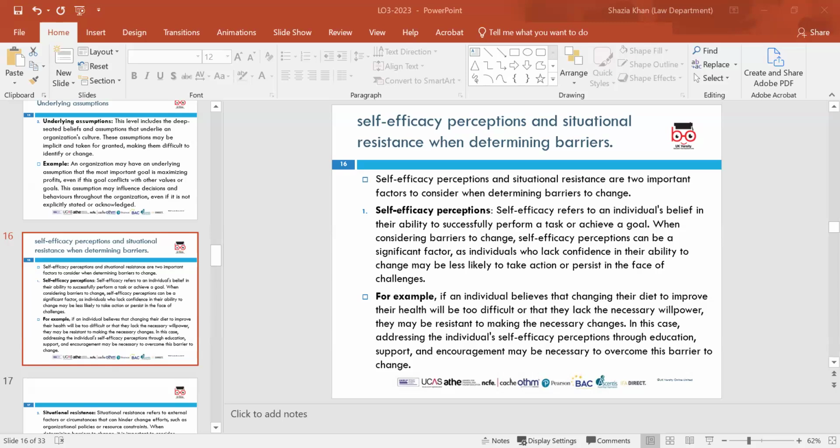Self-efficacy perceptions refers to individuals' beliefs, and it's a hot topic with educators and psychologists looking at how self-efficacy is critically important when it comes to protecting yourself against psychological stress. So it could be an individual who believes that changing their diet to improve their health would be difficult, or that they lack the necessary willpower, which may be resistance to making that necessary change.